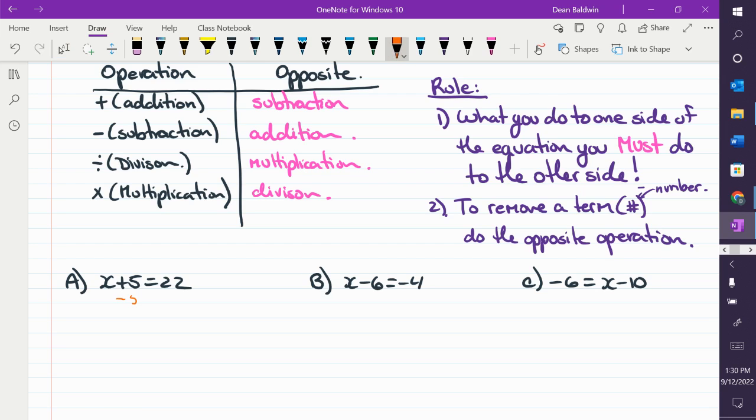So I subtract 5. What you do to one side, you have to do to the other side. So the X is still there. 5 minus 5 is 0. No 5s. What's 22 minus 5? That's your answer.